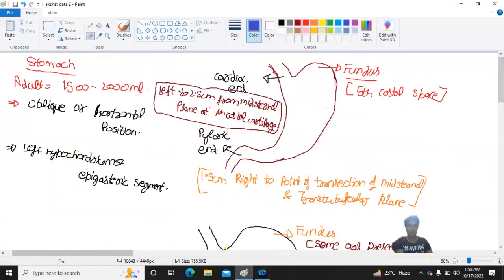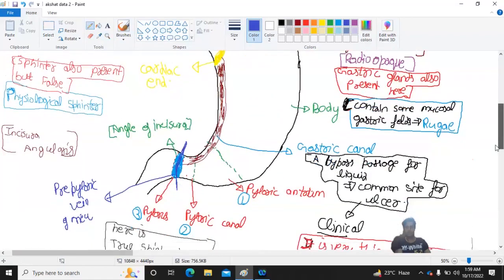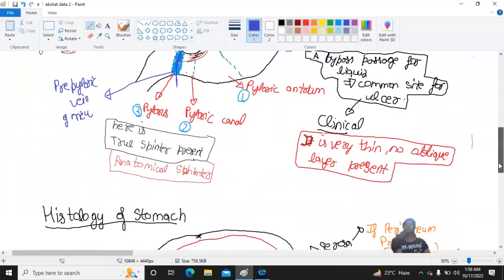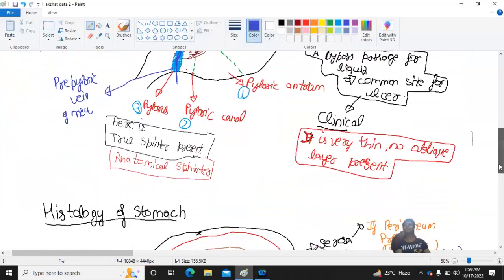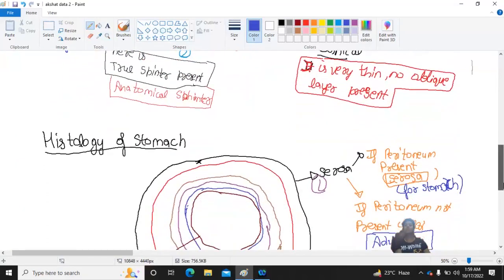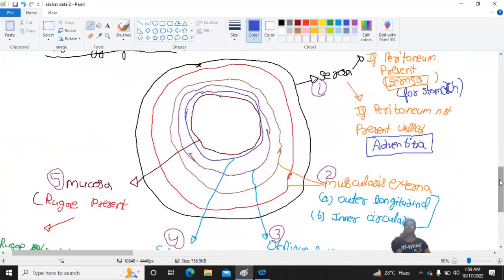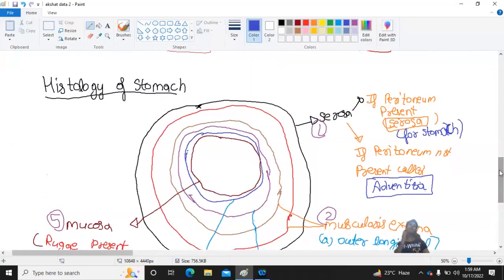Then seventh. Remember, this is seventh, by mistake. True sphincter, anatomical sphincter, and the gastric canal is very thin because the oblique layer is not present. This is the histology of the stomach. Serosa. In the stomach region, it is called serosa, and sometimes in the thoracic region, like the esophagus, it is mostly adventitia.